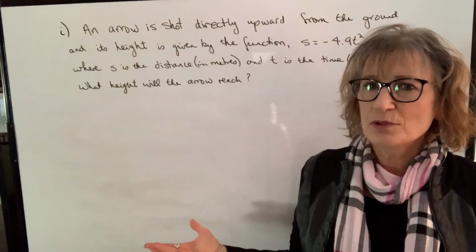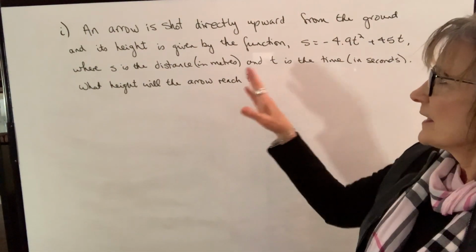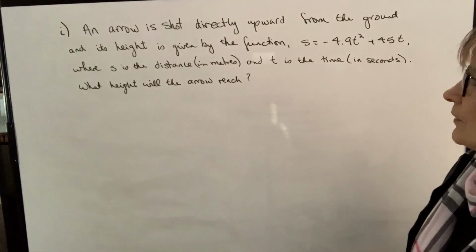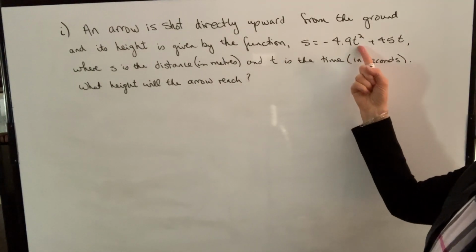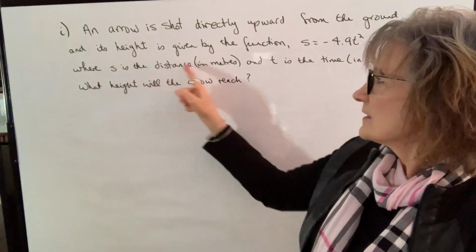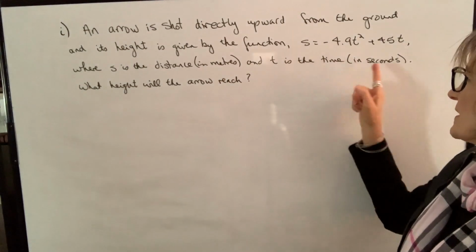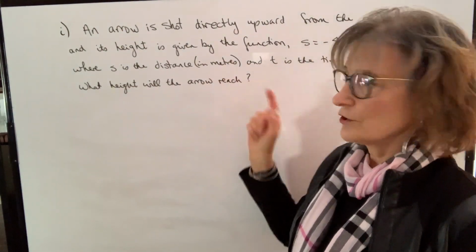Our first example is a fairly typical example that you might see. It says an arrow is shot directly upward from the ground and its height is given by the function s equals negative 4.9 t squared plus 45t, where s is the distance in meters and t is the time in seconds. The question says, what height will the arrow reach?